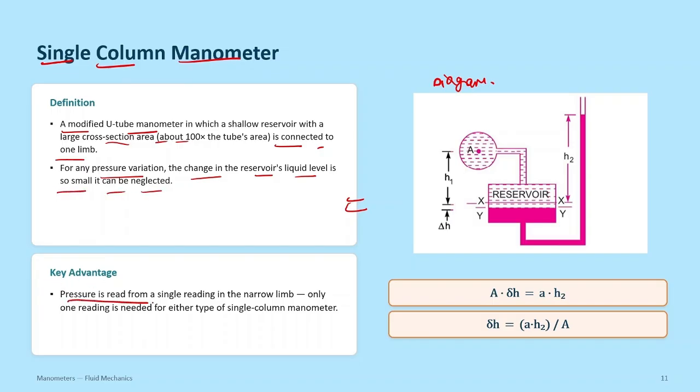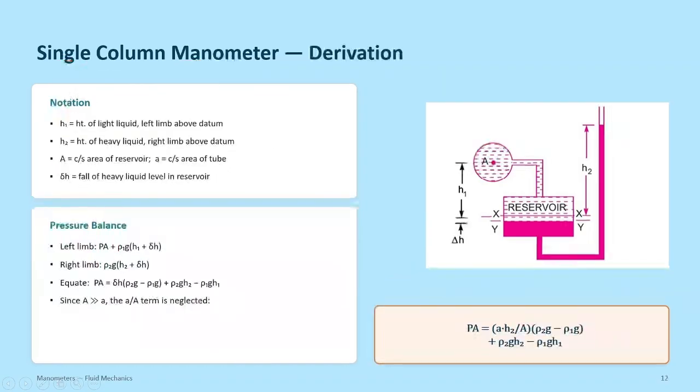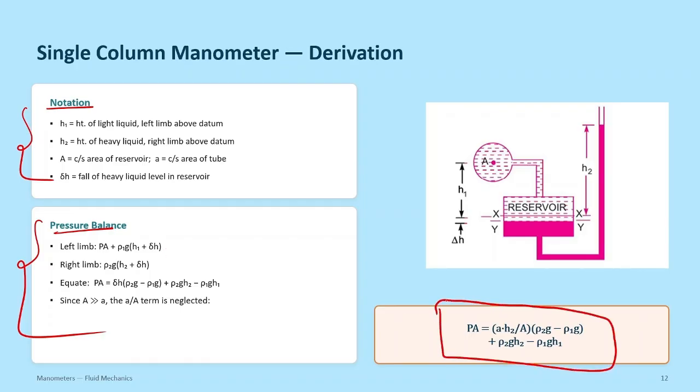Key advantage: pressure is read from a single reading in the narrow limb only. One reading is needed for either type of single column manometer. And these two are some assumptions, or you can say that we can calculate them from this diagram. So here is the notation that we will also write during the derivation, and this is the pressure balance equation, and this is the final answer that we have to prove.